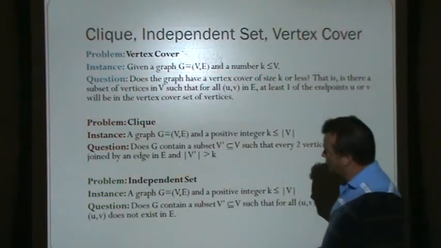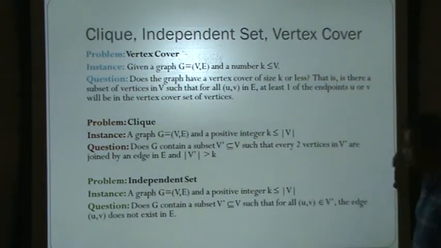Then the Clique problem is, given a graph and a positive number k, which is a subset of the vertices, does the graph contain a subset such that every two vertices in the set are joined by an edge in the original graph? So Clique is a group of points that are all completely touching each other. They're all connected to each other. It's not just a connected component. So if you said A, B, and C are a clique, that means A is connected to B, B is connected to C, C is connected to A.